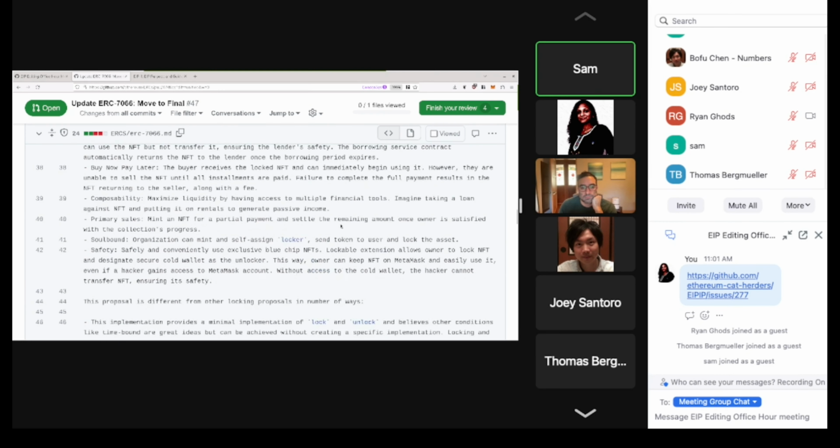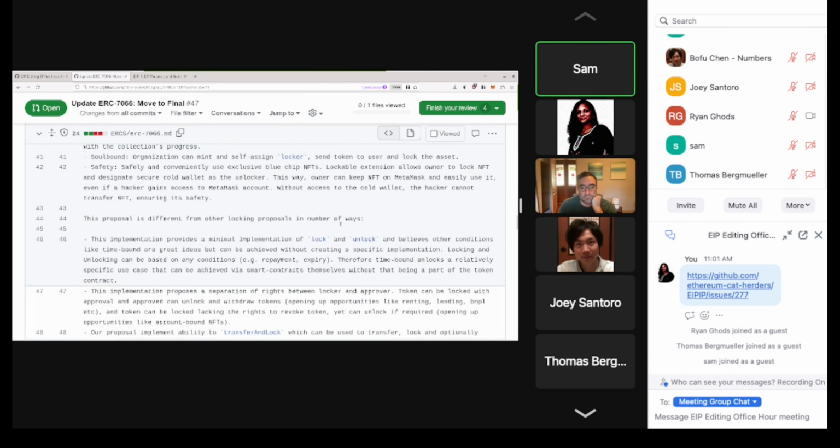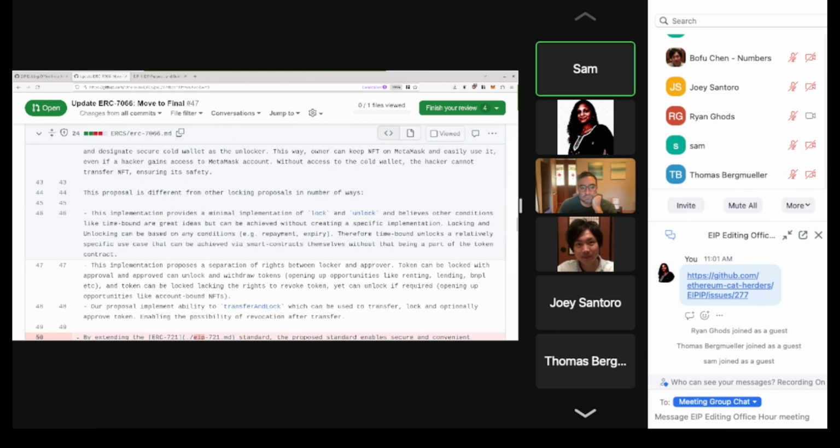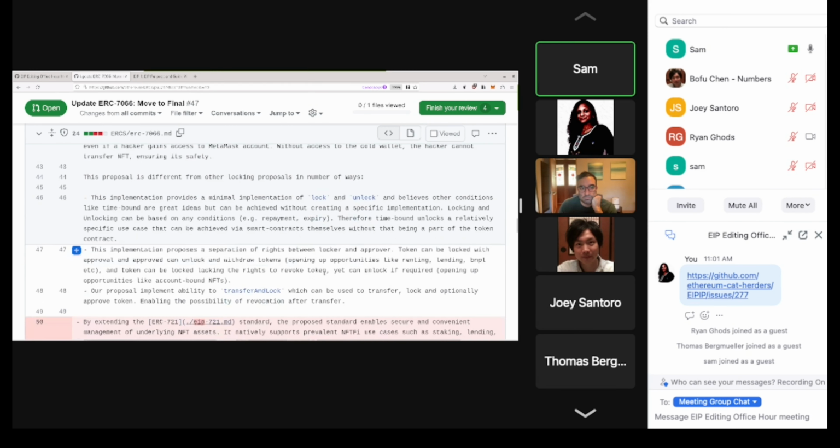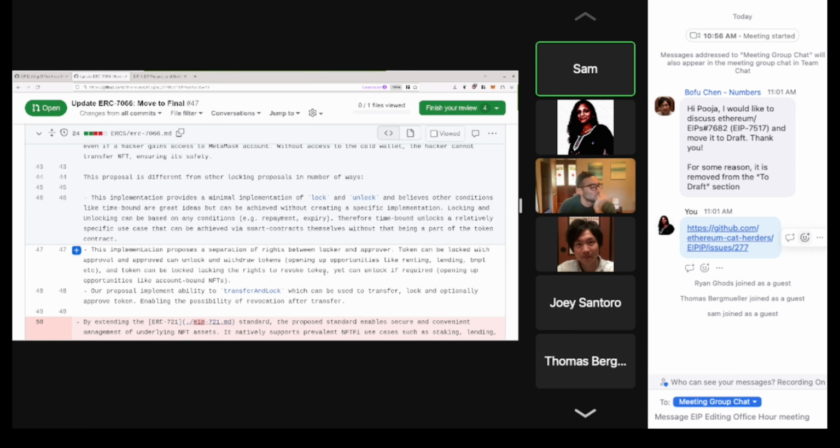Different from other proposals, this implementation provides a minimal implementation of lock and unlock and believes other conditions like time-bound are great ideas but can be achieved without creating a specific implementation. Locking and unlocking can be based on any conditions, therefore time-bound. This implementation proposes a separation of rights between locker and approver. A token can be locked with approval, and the approved can unlock and withdraw tokens.